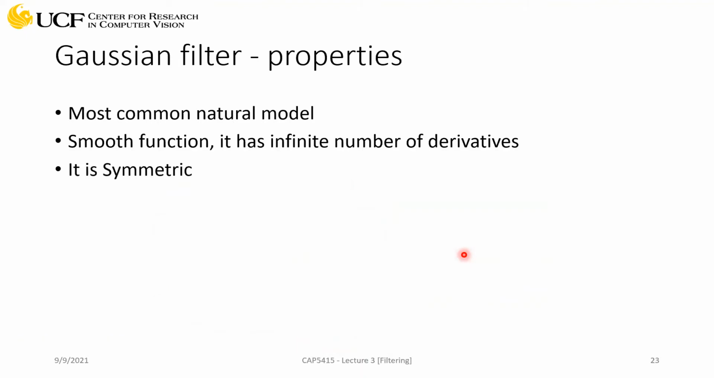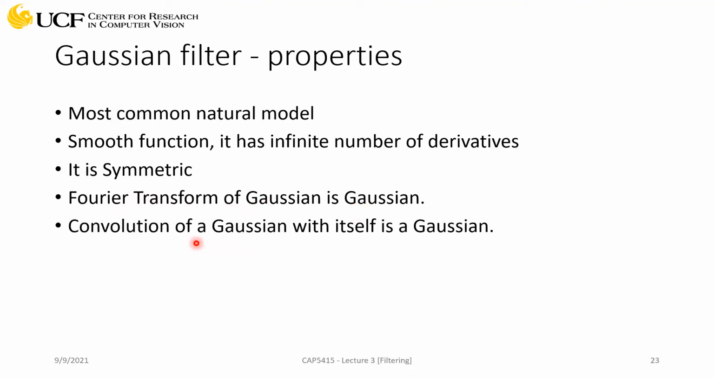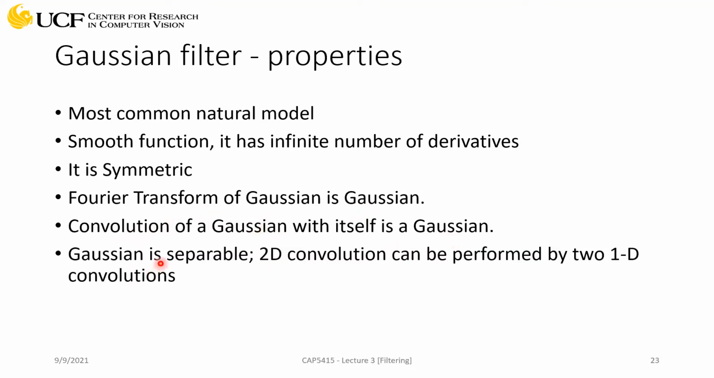So there are some nice properties of this Gaussian distribution. First of all, it has an infinite number of derivatives. Later we'll see how that is very useful. It's symmetric, we have seen that. And the Fourier transform of a Gaussian is again a Gaussian. And if you convolve a Gaussian with a Gaussian, it again gives you a Gaussian.